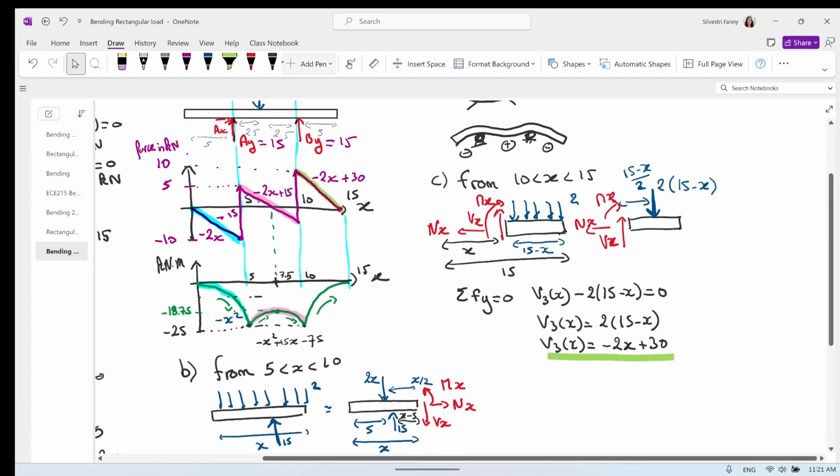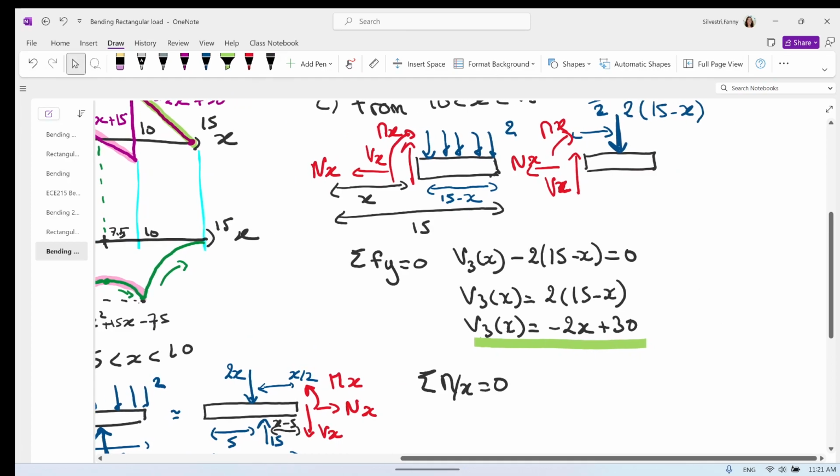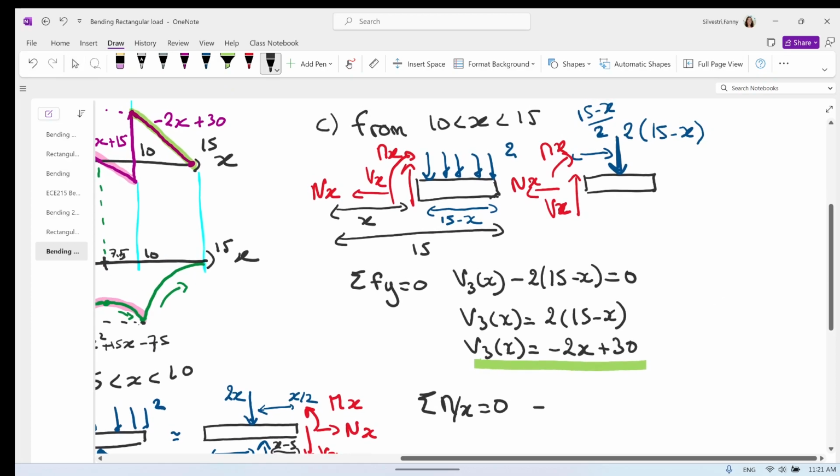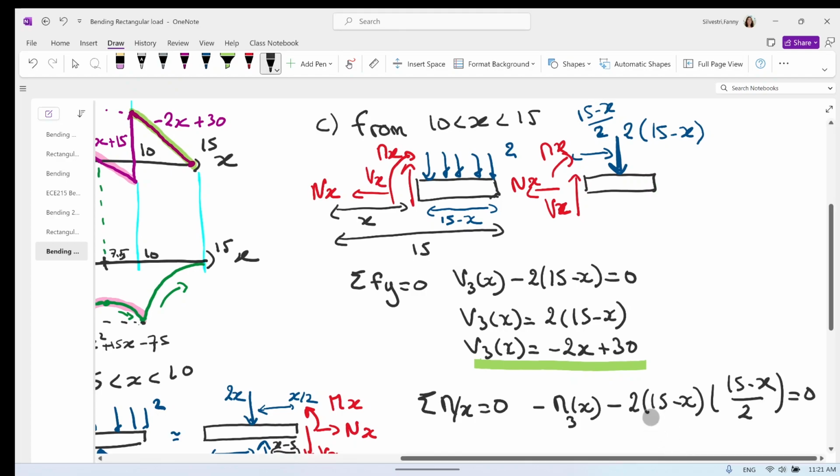And one last equation for the moment. Sum of the moment about x equals 0. Let's do about x. So what do we have? We have minus M3x. This time the internal moment is negative because it's clockwise. And also the resultant force of the distributed load creates a negative moment. So minus 2 times 15 minus x, the force, times the distance, that is 15 minus x divided by 2, equals 0.